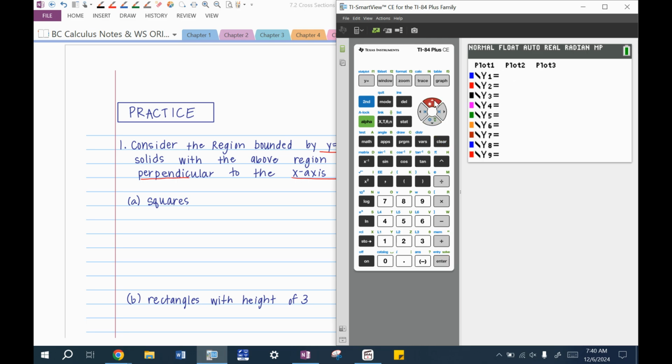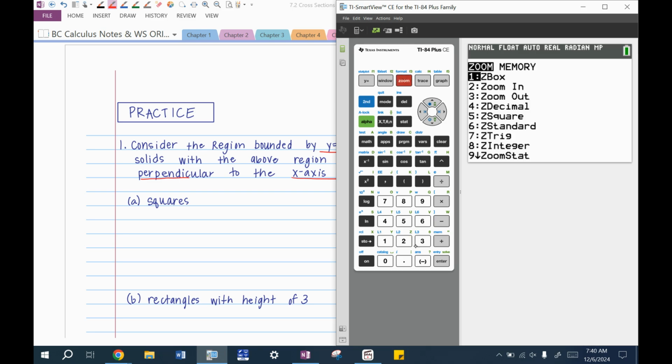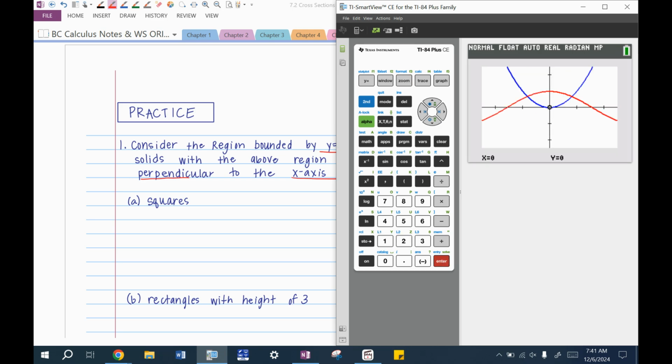Clear out our old stuff. So we have x squared and cosine x. Make sure you're in radian mode. I'm just going to zoom 6 to start, see what happens. Yeah, so we're looking at this little region here. You can zoom in on it if you want. Oh, there we go.